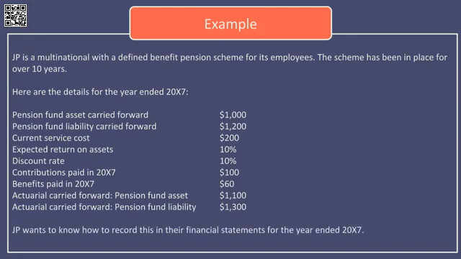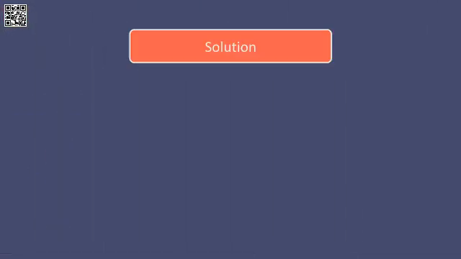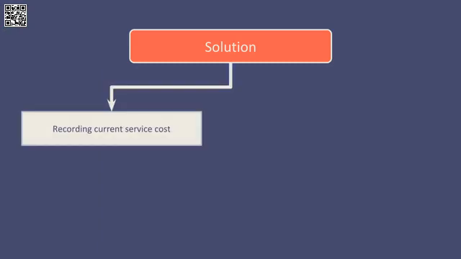JP wants to know how to record this in their financial statements for the year ended 20x7. So let's start. The pension fund assets and liabilities carried forward are just what they say they are. They're carried forward from the previous year's financial statements. And we need to find this year's, so they are our starting point.